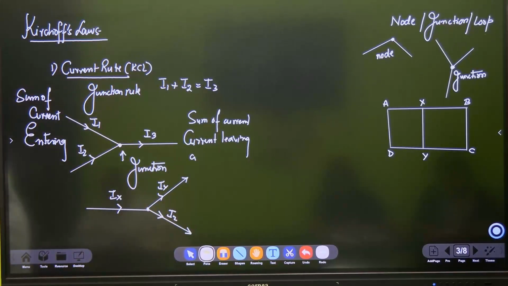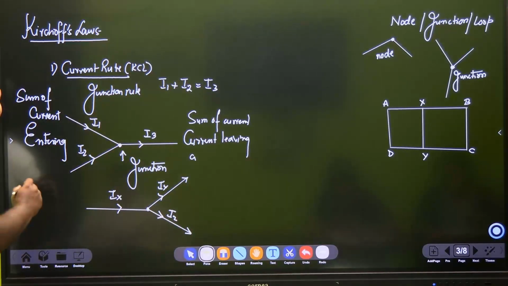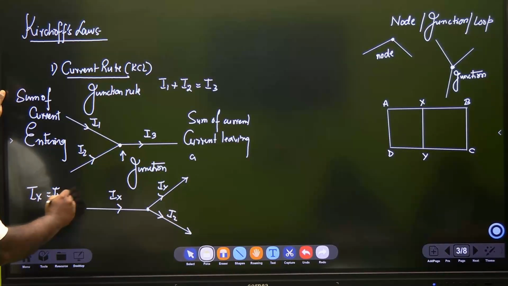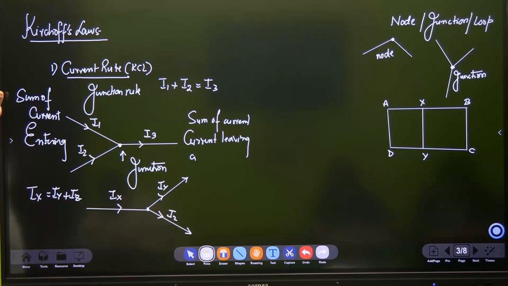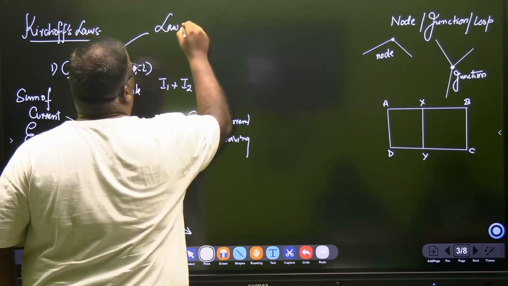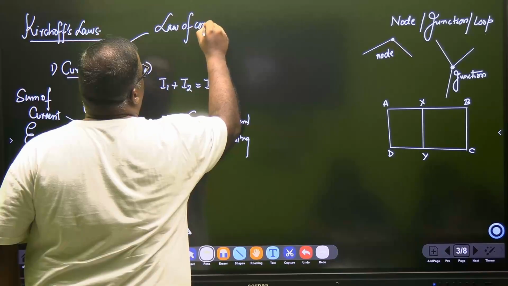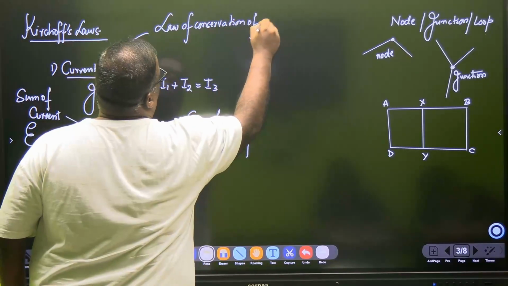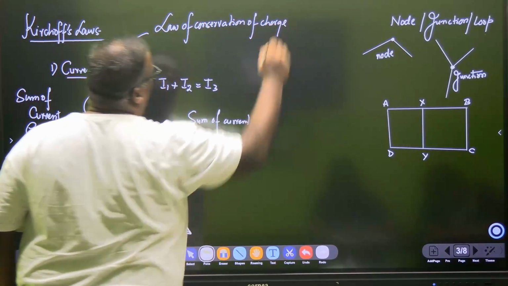Have you understood? So here I will say Ix is equal to Iy plus Iz. Write one more line that this Kirchhoff's current rule is based on the law of conservation of charge. Bacha, what is current?